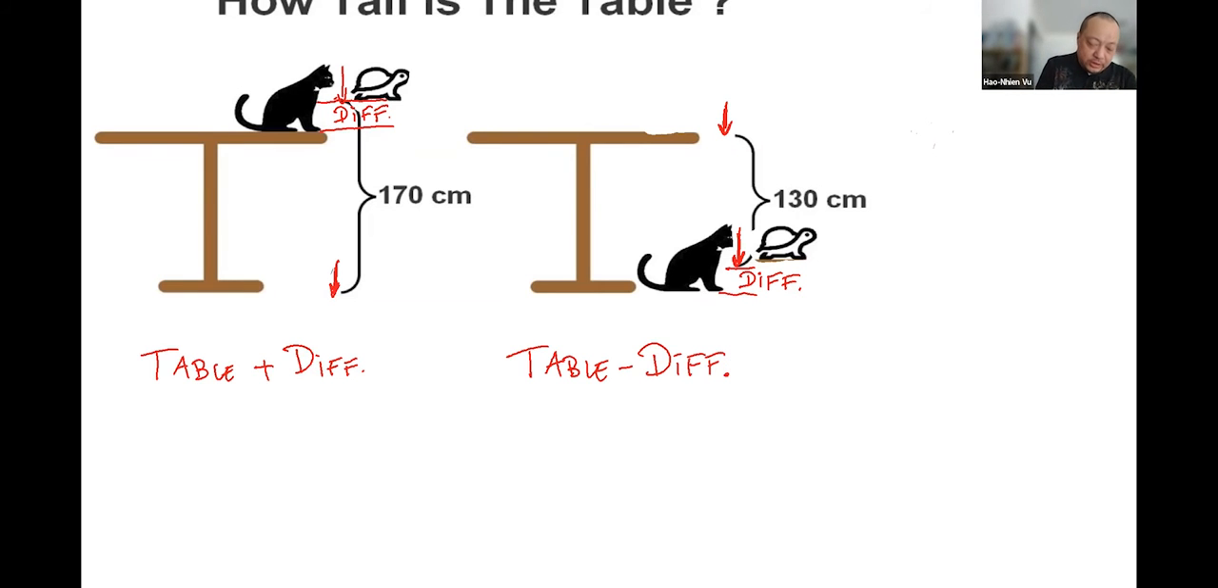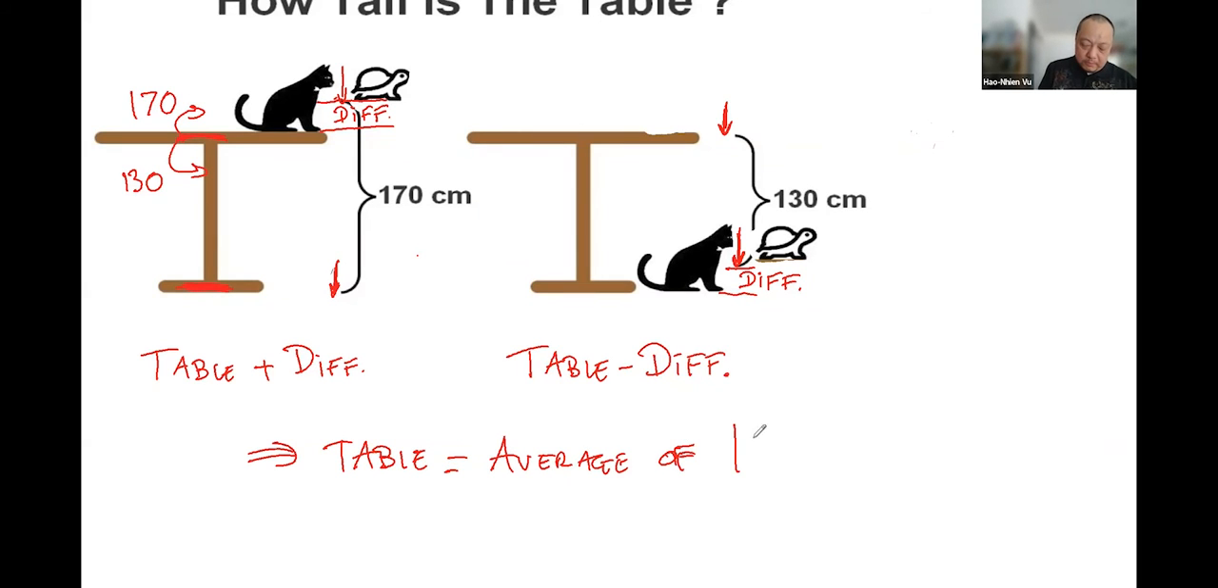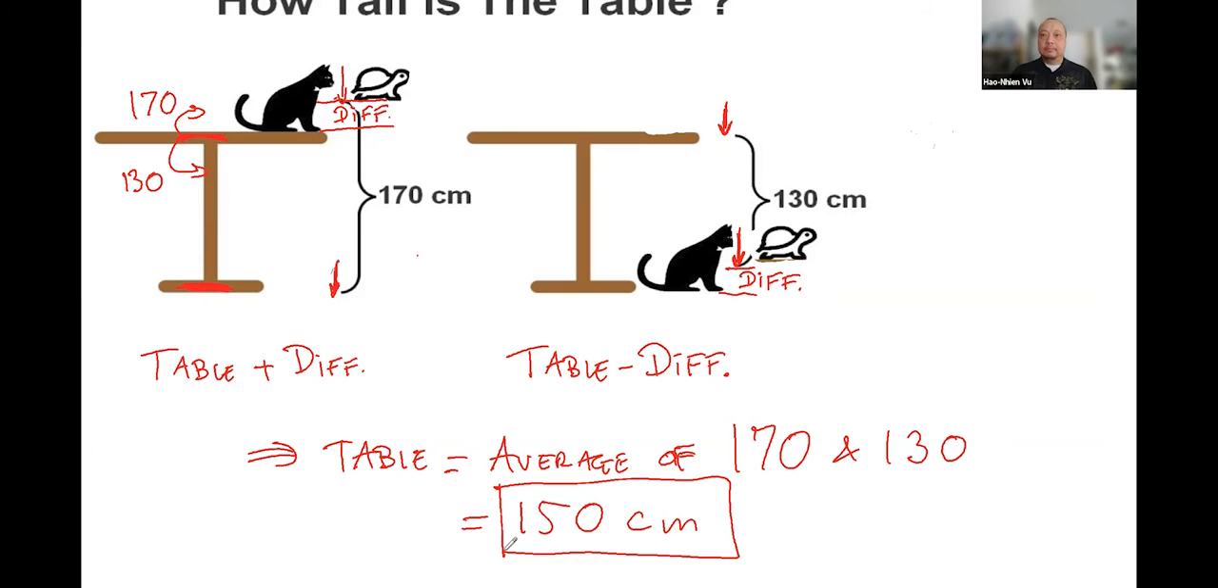So let's take a look at the table on the left. Here's the table. If I add on the difference, I get 170. If I subtract the difference, then I get 130. So the table must be the average of 170 and 130. And that average is 150. There we go. Solution without algebra.